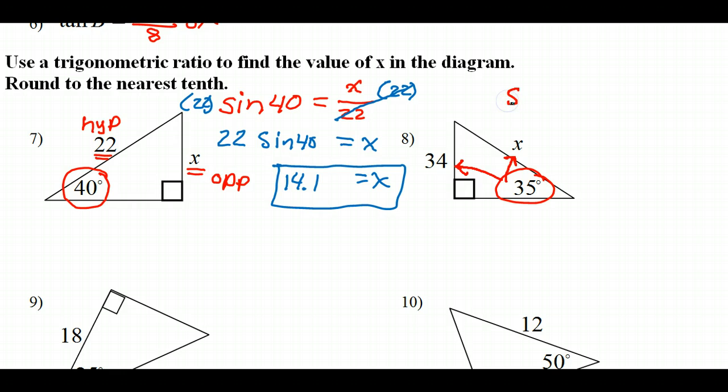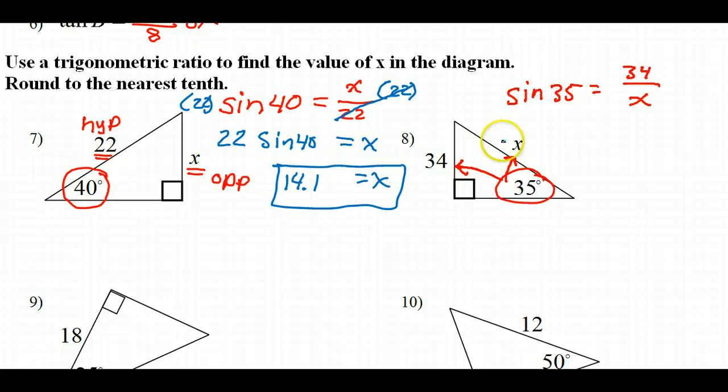It's sine again, because it's opposite and hypotenuse. We look at the 35 degrees, not the x. So sine of 35 is equal to 34 over x. Now the question is, how do we get this x by itself? The 35 and the sine are stuck together like glue.